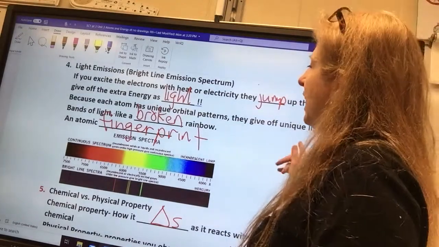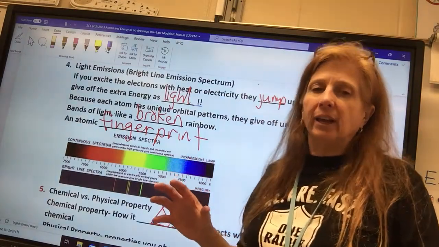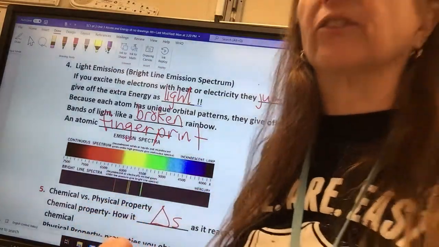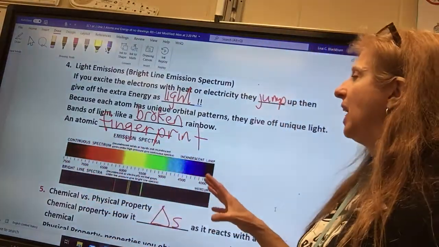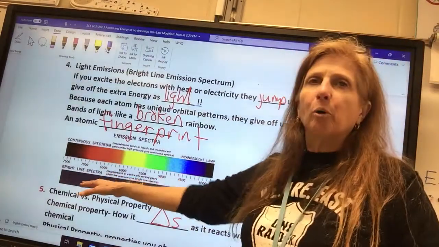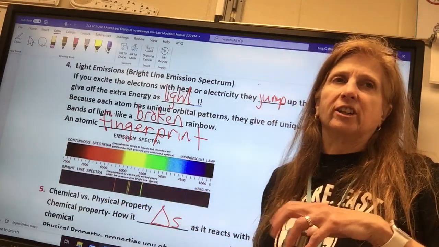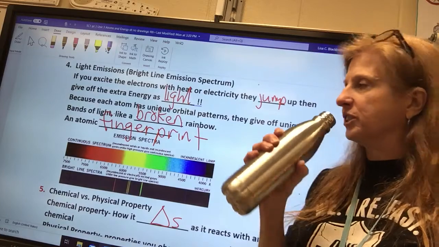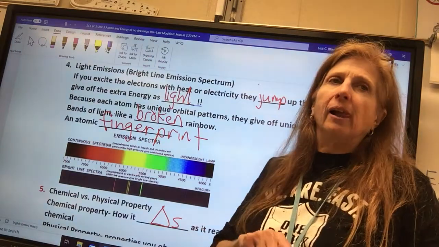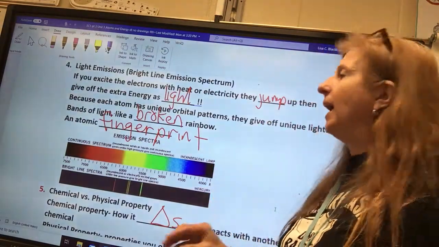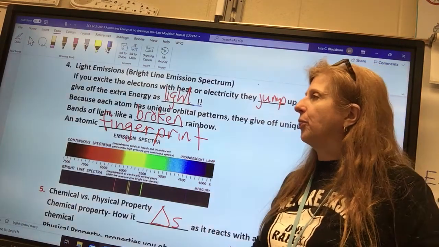And because each atom has unique orbital patterns, every element has a different number of electrons when it's an atom, not an ion. If they jump out of those orbitals and give off light, they give off a unique broken rainbow. It's like a rainbow with just little bands, each band representing where an electron is jumping off and giving off its extra energy. And because they're all different, it's like a fingerprint where you can tell which element you have by which broken rainbow it gives off. And we're going to do a lab with that on Thursday.